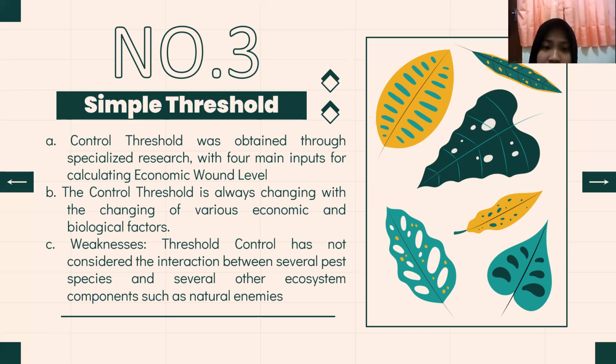The weakness: threshold control has not considered the interaction between several pest species and several other ecosystem components such as natural enemies.